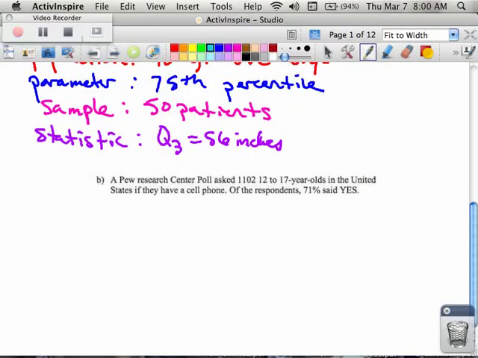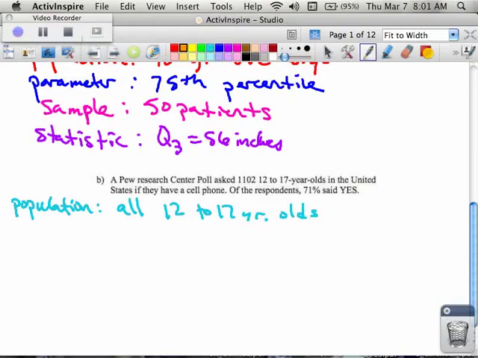Okay, let's try again. So the first thing is, what's the population? 12 to 17-year-old boys. I like that. I'm going to use one more word. All 12 to 17-year-olds. Thank you.